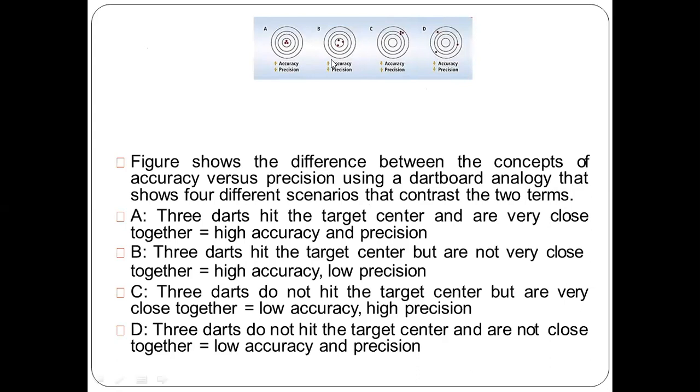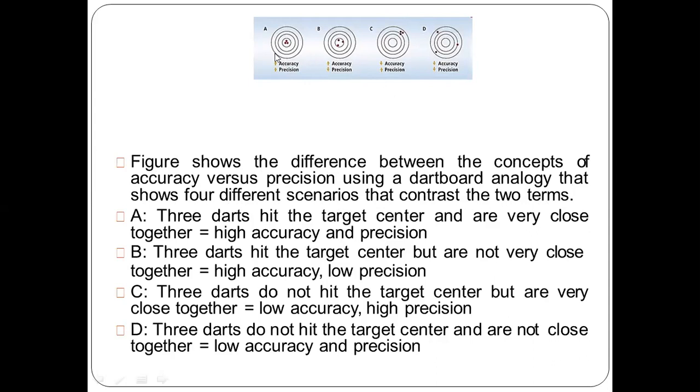See, A, B, C, and D. There are four conditions. Here we will see the statement. The figure shows the difference between the concept of accuracy versus precision using a dartboard analogy that shows four different scenarios that contrast the two terms.